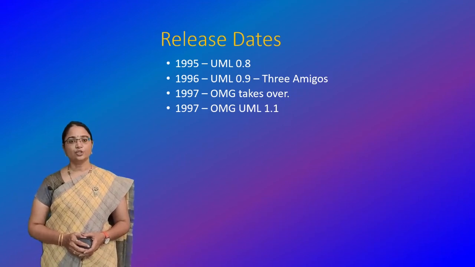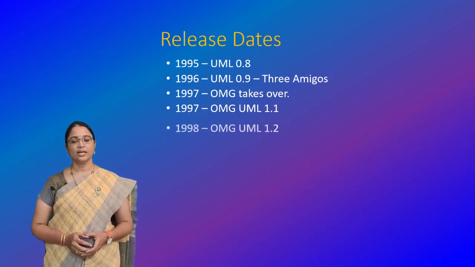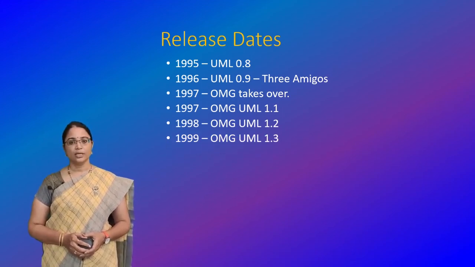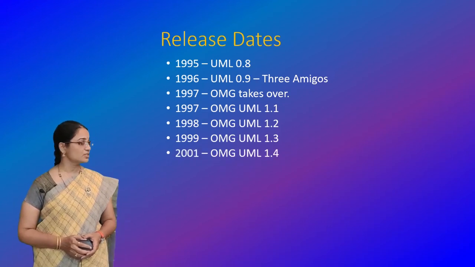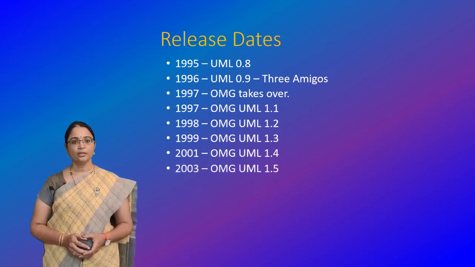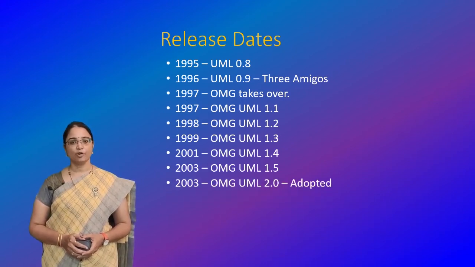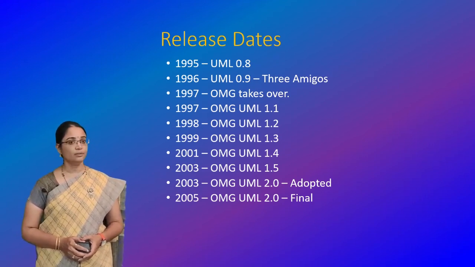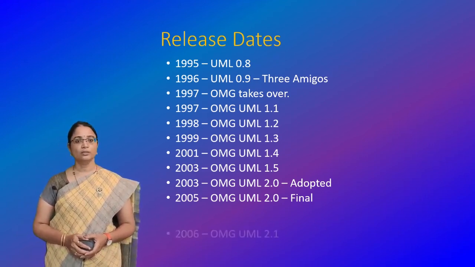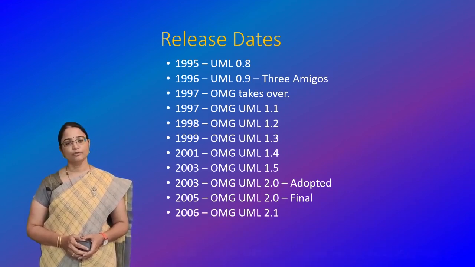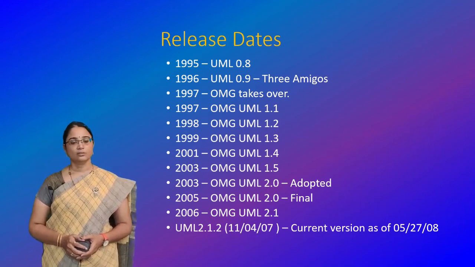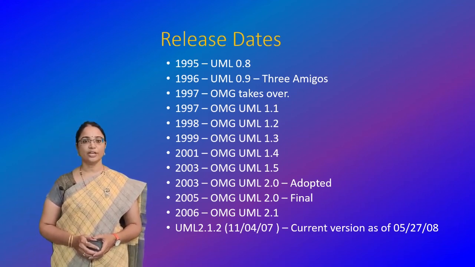And in 1998, UML 1.2 was started. In 1998, OMG developed UML 1.3. In 2001, it came out with UML 1.4. In 2003, UML 1.5. In 2003, 2.0 was also released in the same year, which is the adopted version. And in 2005, UML 2.0, which is the final version. And in 2006, UML 2.1, and UML 2.1.2, which came in 2007. And the current version is 2.x, that was released on 27/5/2008.